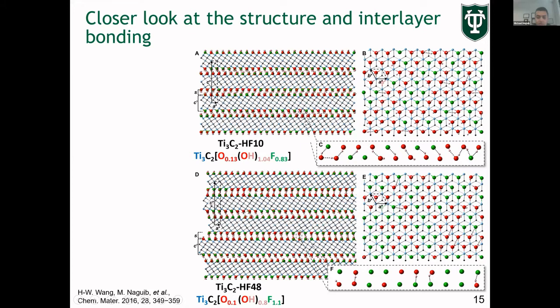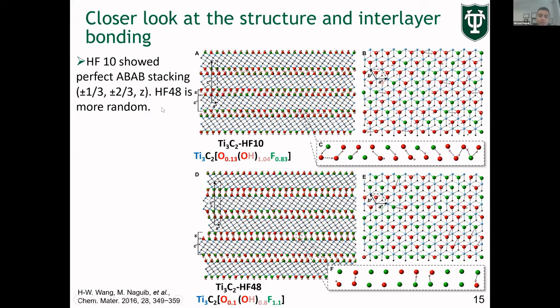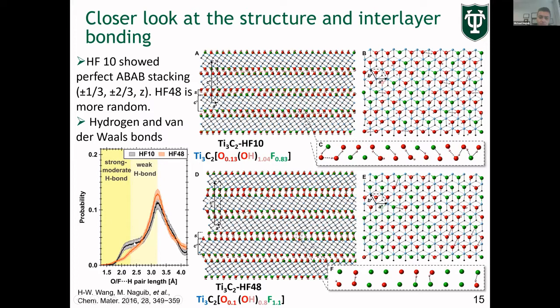Second, when Schwann did the fitting, I didn't do it myself, she found that the HF 10% has perfect AB-AB stacking with 1/3, 2/3 Z, while HF 48% has more random stacking. Both samples have a mixture of hydrogen and van der Waals bonding. But when you look at the hydrogen bond of the HF 10 here in the black plot, compared to the 48%, the orange plot here, the shorter the hydrogen bond, the stronger it is. You see that the HF 10 has much stronger hydrogen bonds compared to the HF 48%.